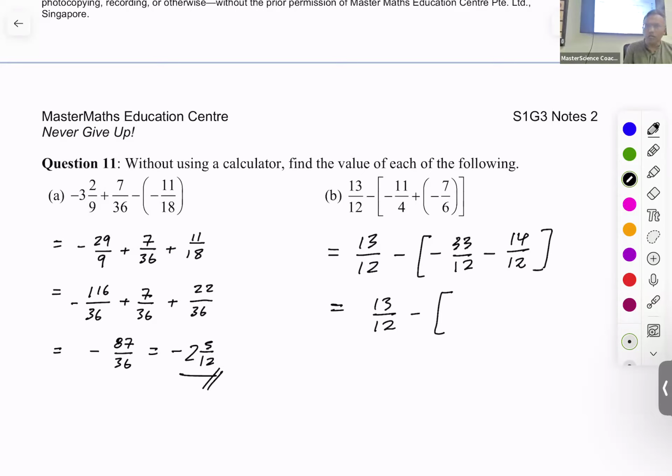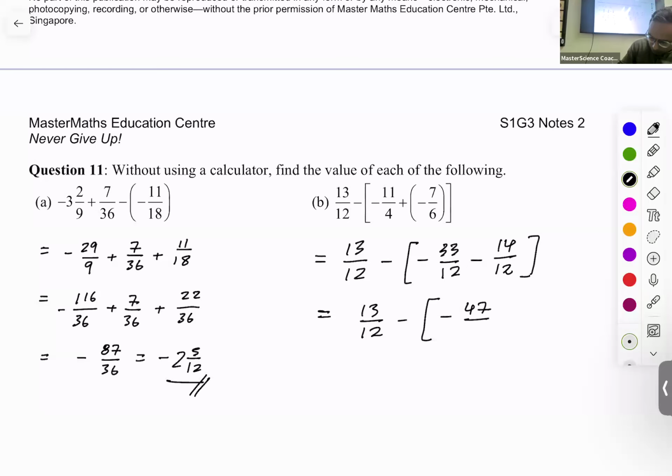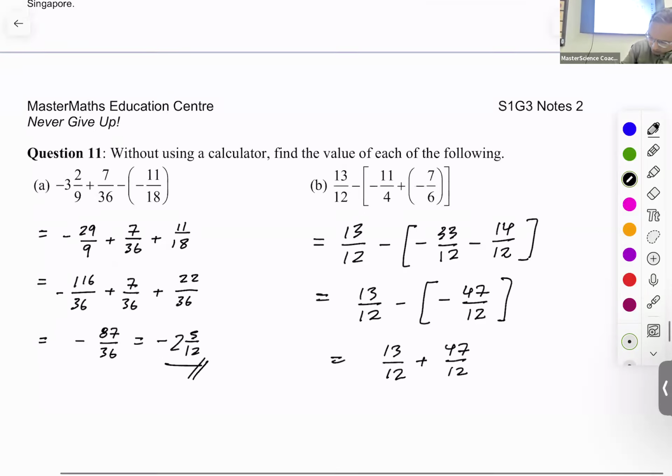So, the way to do it, for me personally, I just focus on it once I've changed the denominators to the same. I just focus on the number on top, and then I look at the signs. So minus 33 minus 14, this will be minus 47. So that's my way of doing it. Okay, and then now I open up the bracket, I get 13 over 12 plus 47 over 12.